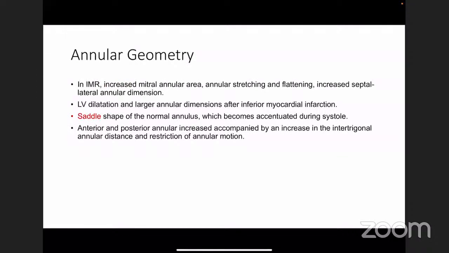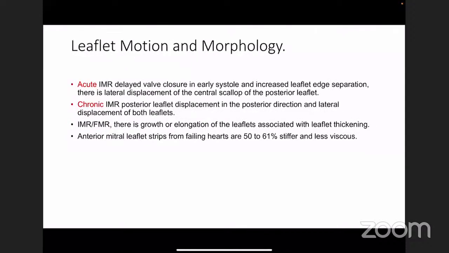Annular geometry. In IMR, there is increased mitral annular area, annular stretching and flattening, increased septal-lateral annular dimension, LV dilatation, and larger annular dimension after inferior myocardial infarction. The normal annulus has a saddle shape, which becomes flattened during systole. Anterior and posterior annular increase is combined with increased intercommissural annular distance and restriction of annular motion. Leaflet motion and morphology.